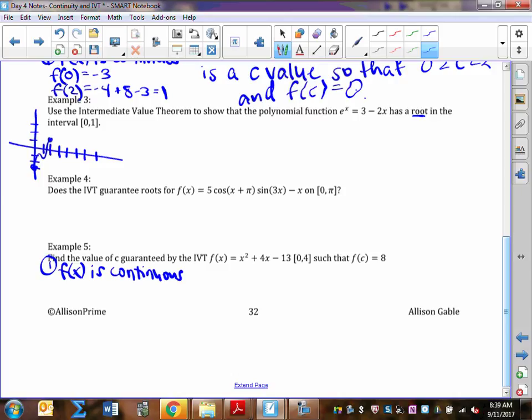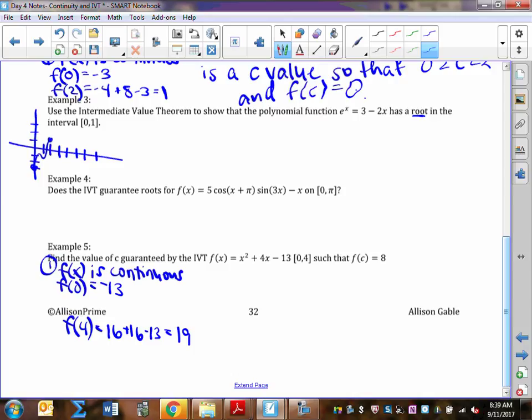All right, and let's go ahead and check f of 0 and f of 4. What do we get for f of 0? Negative 13. And f of 4, 16 plus 16 minus 13, 19. Do we agree with 19?